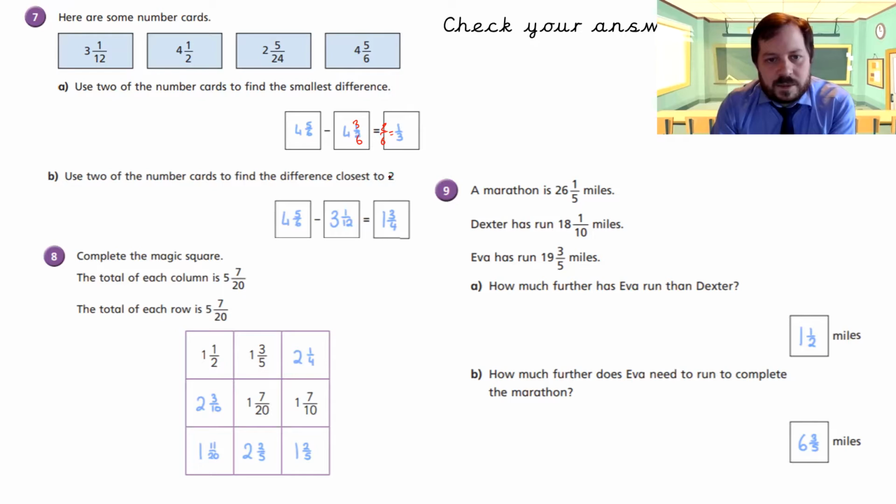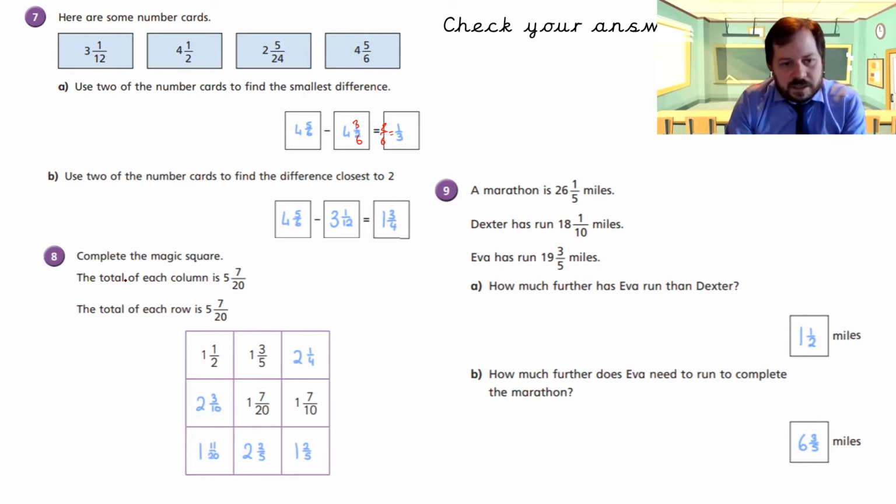And then use the 2 number cards that give the difference closest to 2. And this is slightly harder. You kind of have to work through it. But as you work it through, you'll notice that actually 4 and 5/6 minus 3 and 1/12 gives you the answer closest to 2. The other ones either put it too far apart, so further apart than this, or are too close.